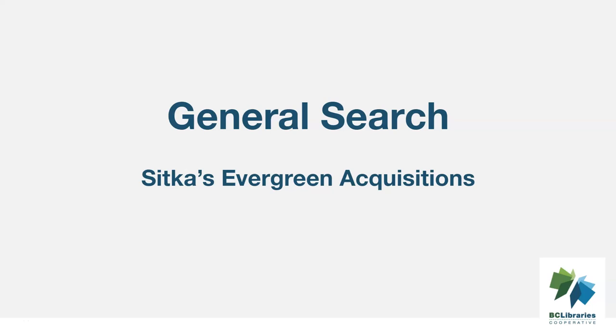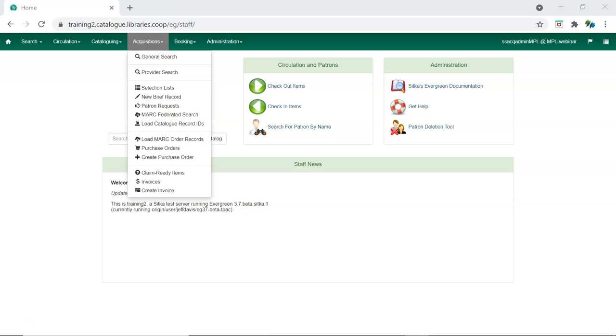This video demonstrates the redesigned search function in the Acquisitions module in Sitka's Evergreen. The Acquisitions search can be accessed through the Acquisitions menu by going to General Search, Selection Lists, Purchase Orders, or Invoices. Your point of entry determines which search tab displays initially.